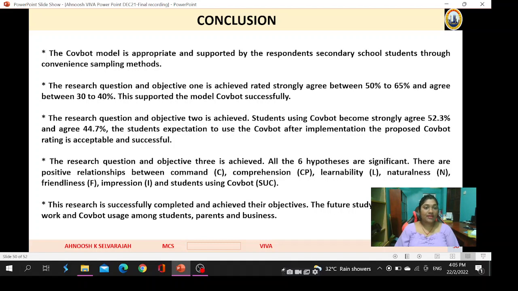Conclusion, the Curvebot model is appropriate and supported by the respondents, secondary school students, through convenient sampling methods. Research question 1 is achieved because it's rated strongly agree between 50 to 65%. Research question 2 is also achieved because it's rated strongly agree 52.3%. Research question 3 is achieved. So the research is successfully completed and achieved its objectives. Future study should enhance this work and Curvebot usage among students, parents, and business.